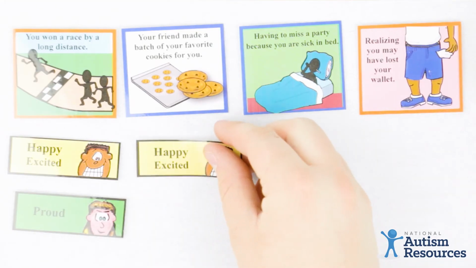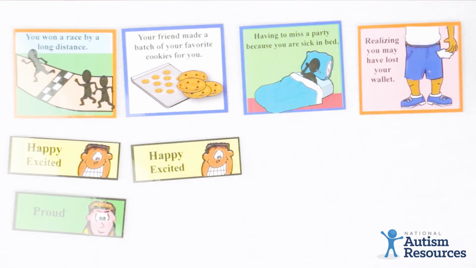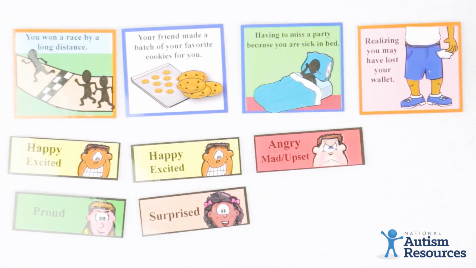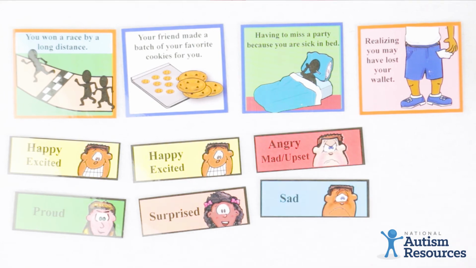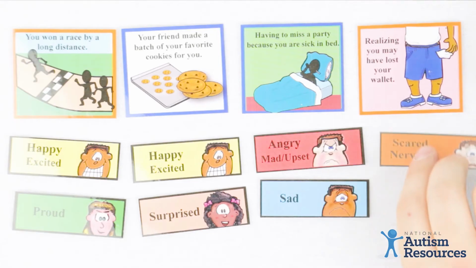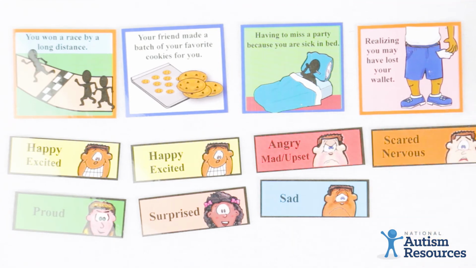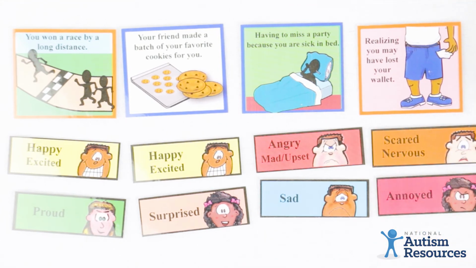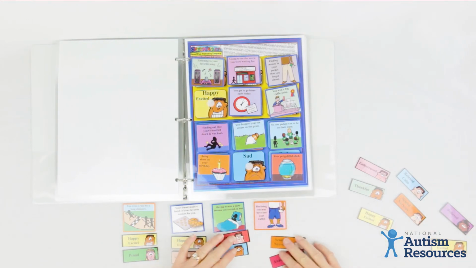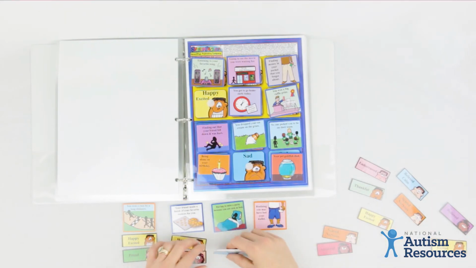Your friend made a batch of your favorite cookies for you. You could be again happy and excited and maybe even pleasantly surprised. You have to miss a party because you're sick in bed. How would you feel? Maybe you're angry and upset, even sad. Realizing you may have lost your wallet. How would you feel? I'd be scared and nervous, maybe even a little annoyed here as well. These cards give you the opportunity to just extend having conversations around emotions even more.